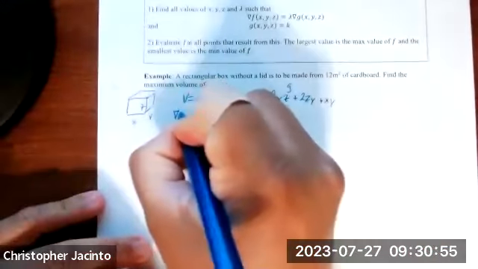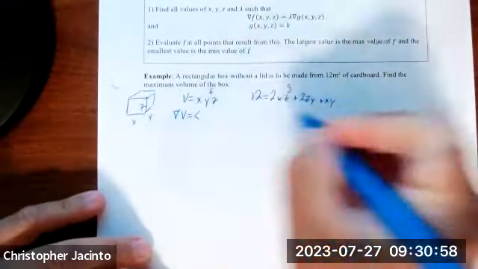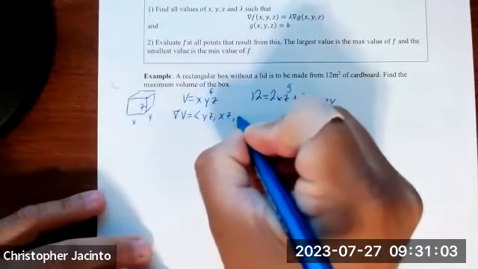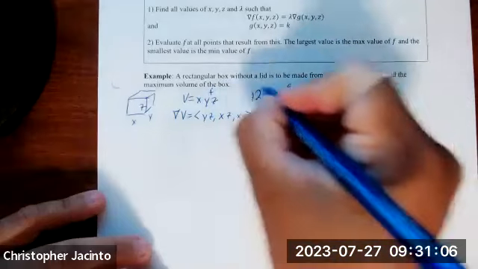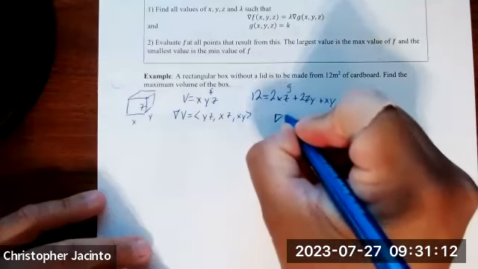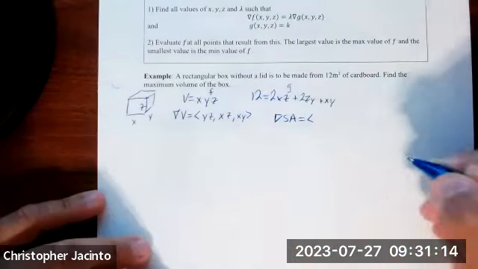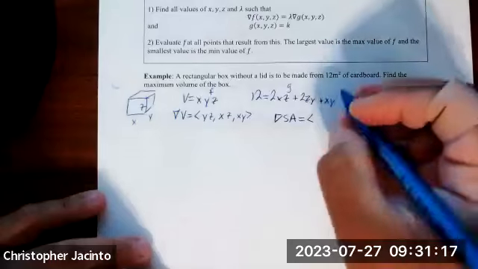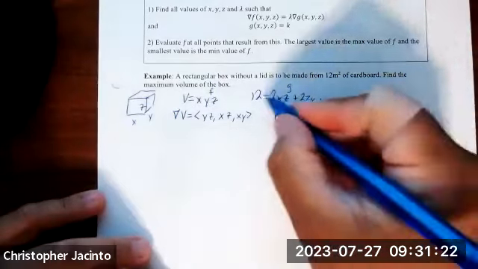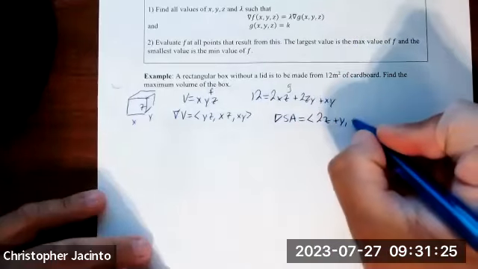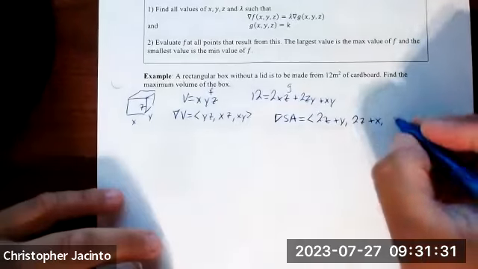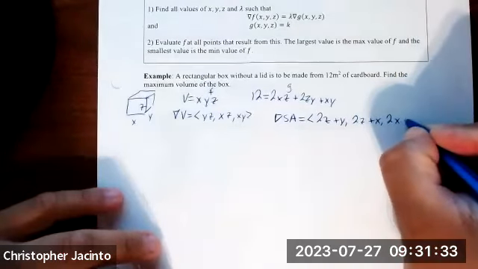First, we'll find the gradient of V. So the partial derivative with respect to x is yz, then xz, and then xy. And then the same thing here. We'll say this is the gradient of SA, for surface area. The derivative with respect to x just gives us 2z plus y. And then with respect to y, we get 2z plus x. And the last one, with respect to z, gives us 2x plus 2y.